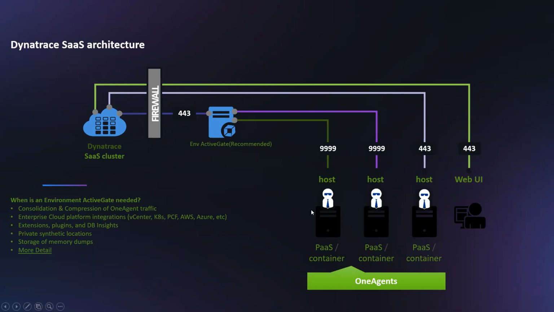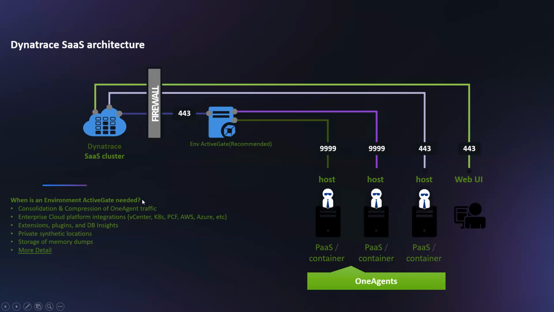Now, another part: the host agent is installed, but it is talking to the environment ActiveGate first. Then the environment ActiveGate sends the data to the Dynatrace cluster via port 443, and you are seeing the data in the Dynatrace web portal. In the same way, the environment ActiveGate is recommended. You can use that.